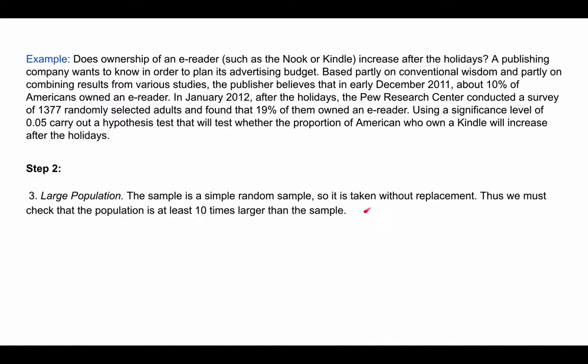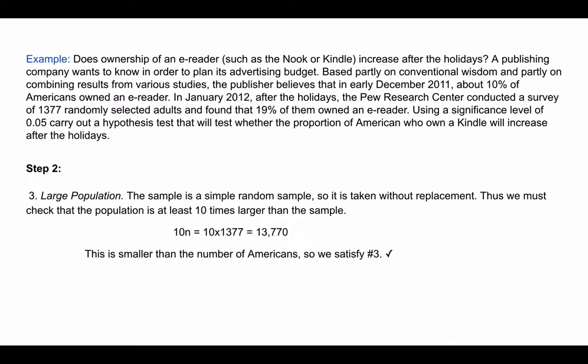Okay, large population. We need to check that the population is at least 10 times larger than the sample. In other words, we have to check that 10n is smaller than the whole population of all Americans. So n, remember, is 1377, and if we multiply that by 10, we get 13,770, and this is definitely smaller than the number of Americans, so we do satisfy condition 3.